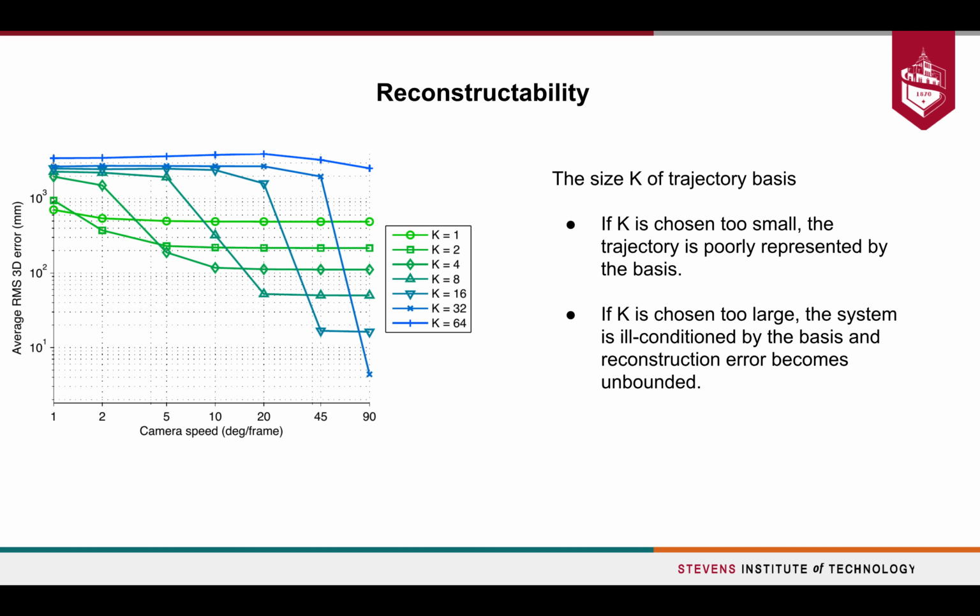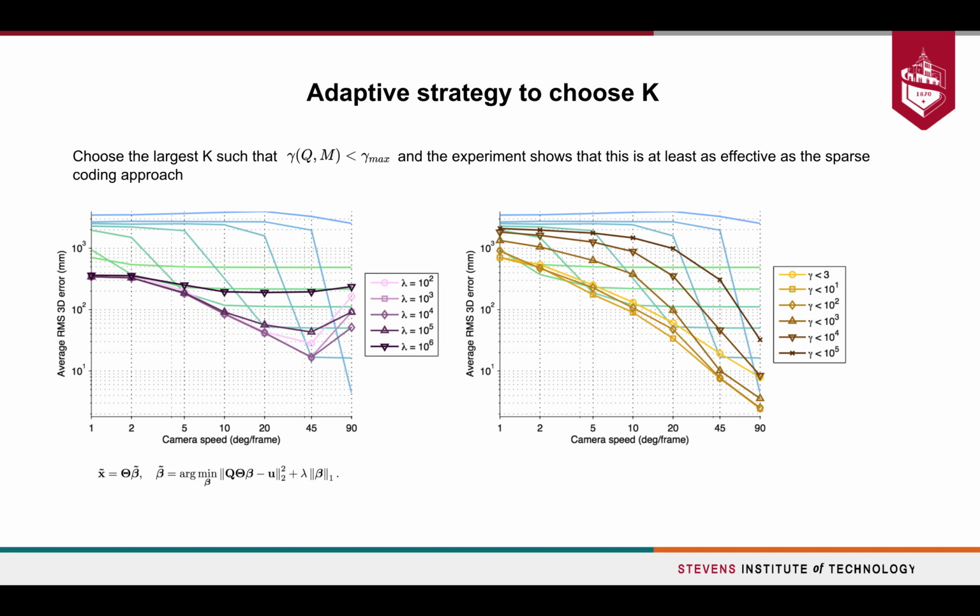It's partly to represent the basis. The track is partly to represent the trajectory by this basis. But if k is too large, the system is ill-conditioned, which was analyzed before. You can see this k is 64. You have a very large reconstruction error.